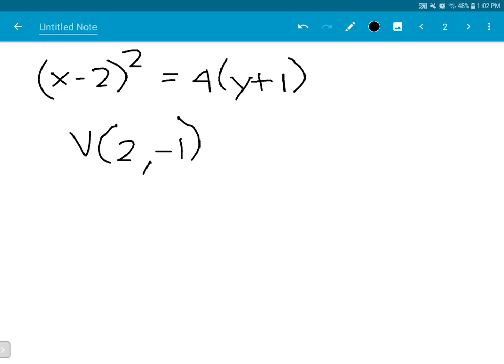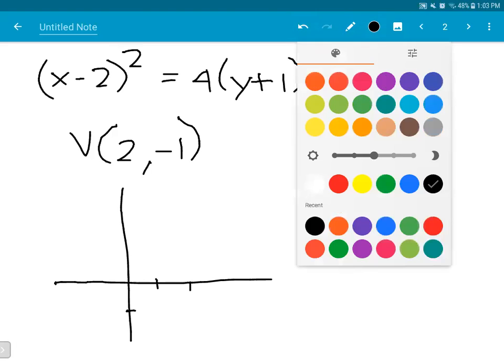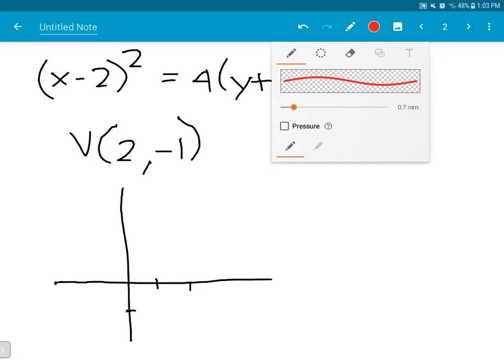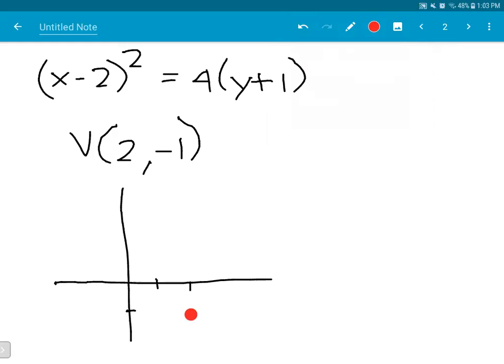So we have the Cartesian plane, vertex at 2, -1. So here, and we just find another point, which is the y-intercept.